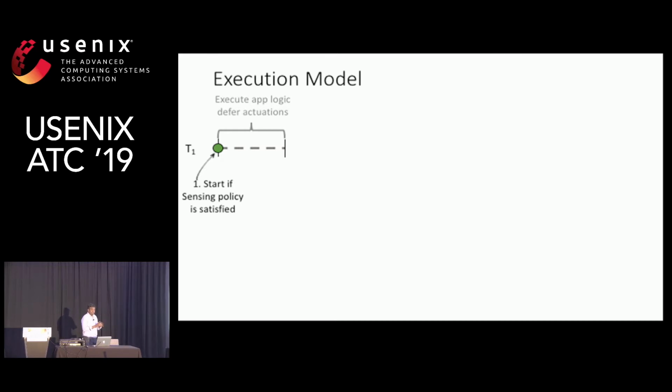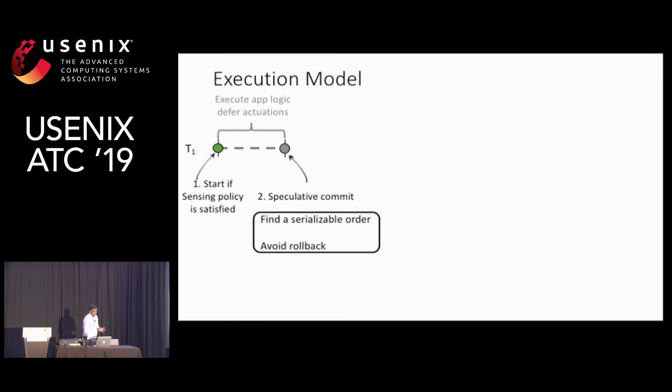So, a transactuation starts executing if the sensing policy is satisfied, that is, if the sensor validation passes. It executes completely in software first, and it defers all the actuations. So, it executes in software and speculatively commits in software. This speculative commit allows transactuations to get a serializable order without rolling back the actuations, as once the final commit phase, that is the actuating phase, starts, you cannot roll back the actuations.